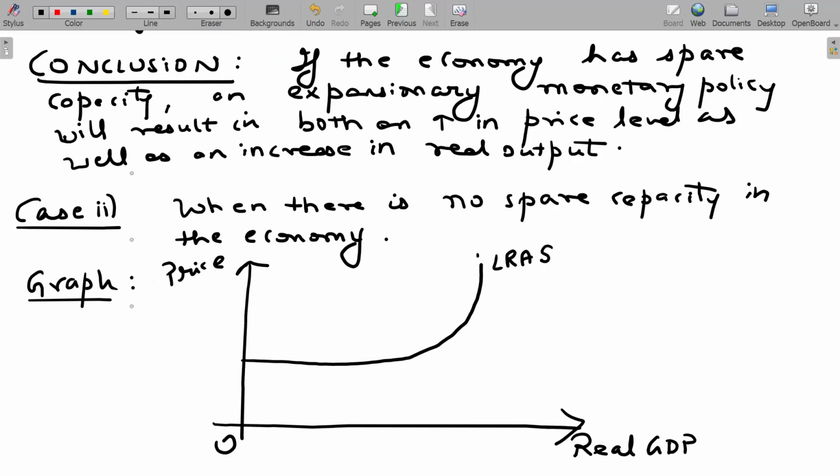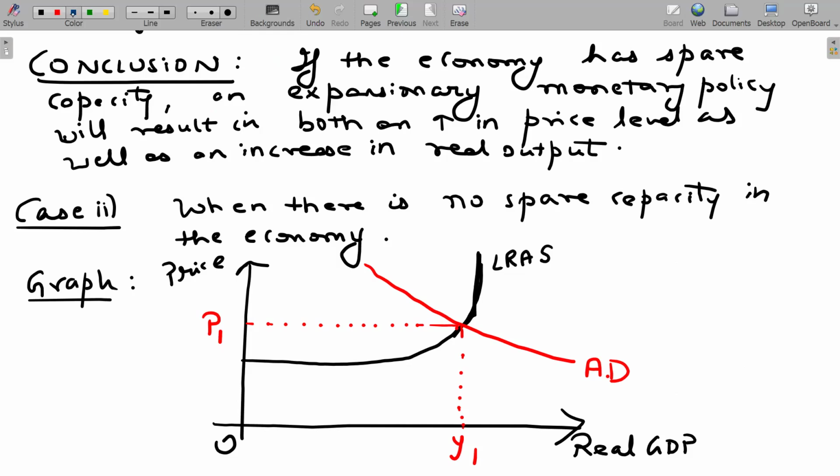Now the aggregate demand curve is cutting almost on the vertical portion. So our initial aggregate demand curve is, let's say, cutting here. Let's say this is our initial price level and initial equilibrium real GDP, so let's say this is Y1 and this is P1. Now a further increase in aggregate demand because of an expansionary monetary policy will hardly have any effect. Let me show how this will happen.